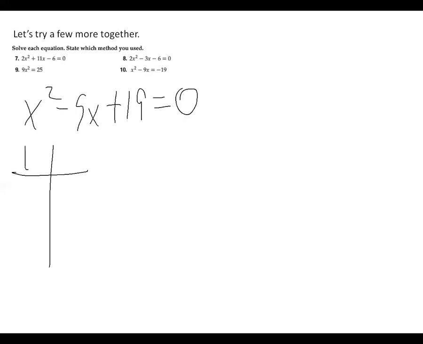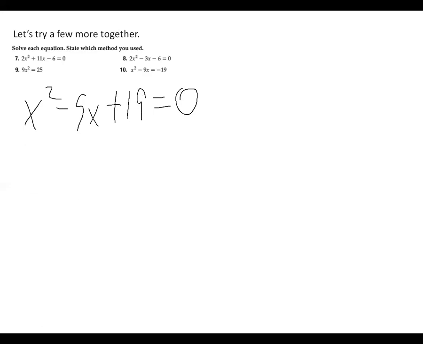Okay. Last one, x squared minus 9x equals negative 19. So I would add 19 to both sides. Now, if you try to find the factor pairs of 19 that add to negative 9, it's not going to work because 19 is prime. And since you have them multiplying to a positive and adding to a negative, you'd have to have them both be negative, and the only ones you have are negative 19 and negative 1, which would give you negative 20. Okay, obviously that's not going to work there.